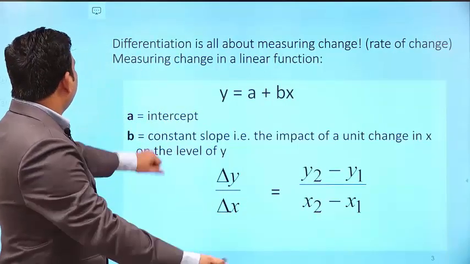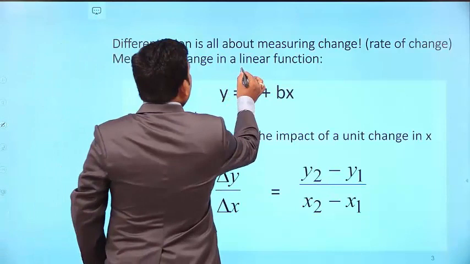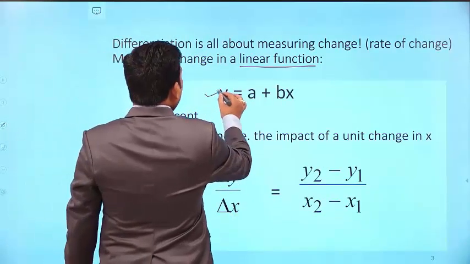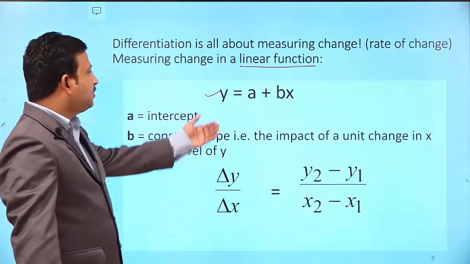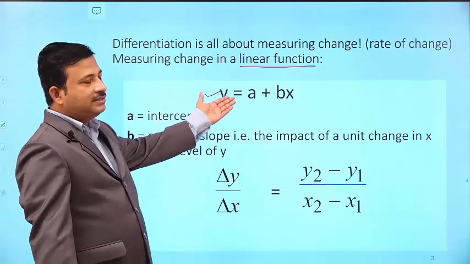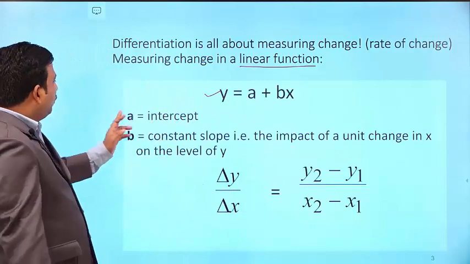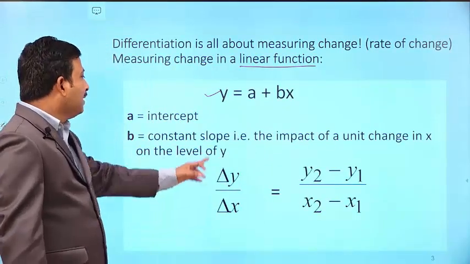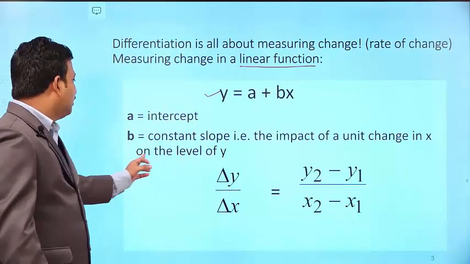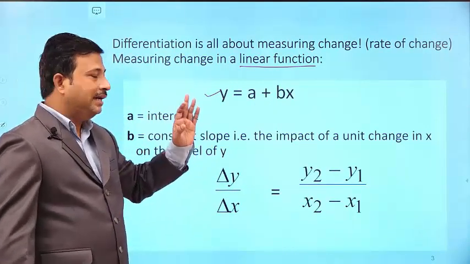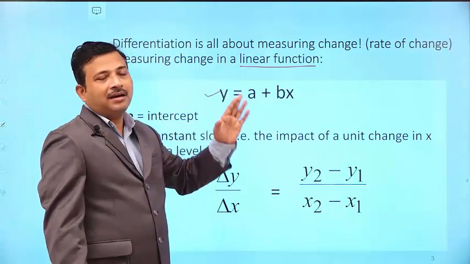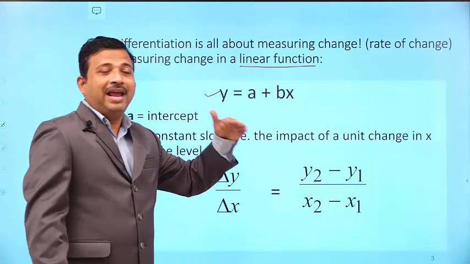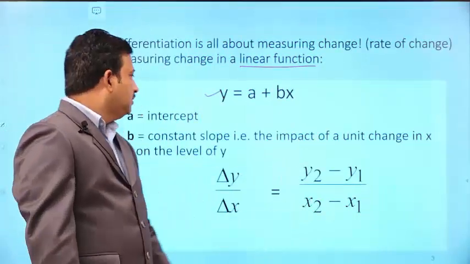Let us see measuring the change in a linear function. I have taken y equal to a plus bx. This is the equation of a straight line, so we call this the linear function, where a is the intercept and b is the constant slope, the impact of a unit change in x on the level of y. It means a and b are constant, and y is depending on x. If x changes, then y also changes.